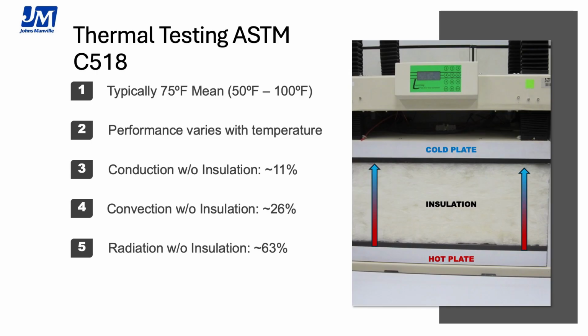And these last three bullets want to break this down for us a little bit. So if we had no insulation in this instrument at all, and we just had our hot and our cold plate, the breakdown of how the heat flows would be about 63%, about 2/3 of it would just be radiation. So convection, right, we'd end up having little air circulation loops in here if there was no insulation. That'd be about 1/4 of it. And conduction just through the air itself would be about 11%.